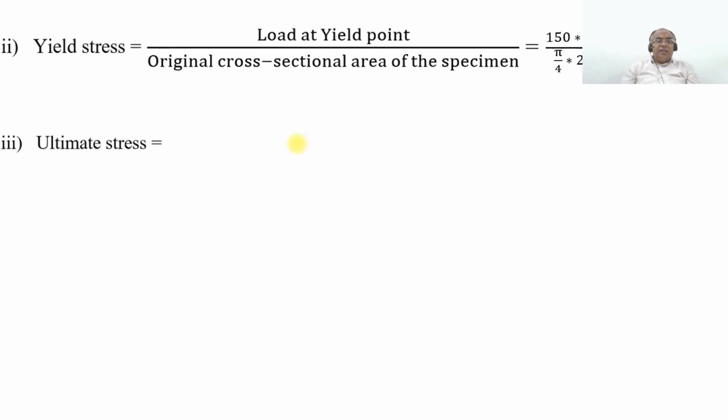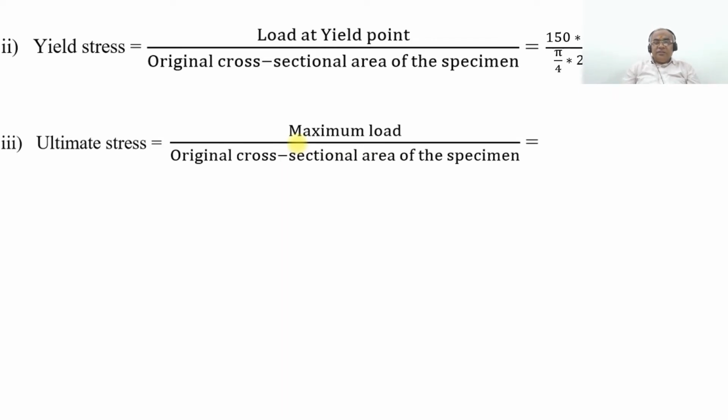So the next condition is the ultimate stress, that is the maximum load divided by the original cross-sectional area of the test specimen. So what is the maximum load? The maximum load is 225 kilonewton. So you convert that kilonewton into Newton, which will be equal to 225 into 10 to the power of 3 divided by the original cross-sectional area of the member, which is pi by 4 into d square, which is 25 square. On substituting these two values and simplifying, you will get 458.4 Newton per mm square.